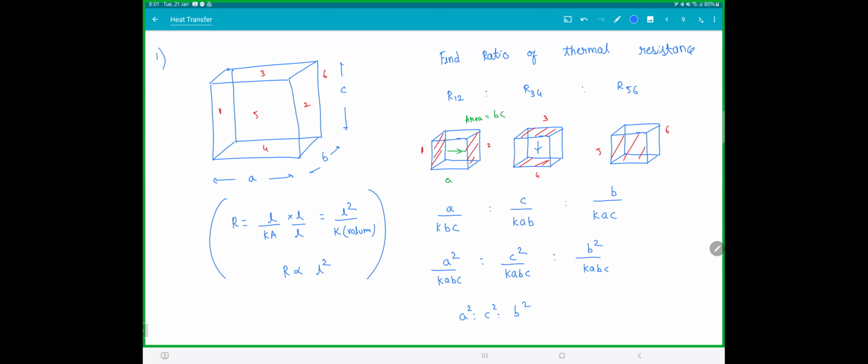Clear? So L, A, you should know the meaning. If you just say length and if you just say area, you will be confused like, what are you talking about?